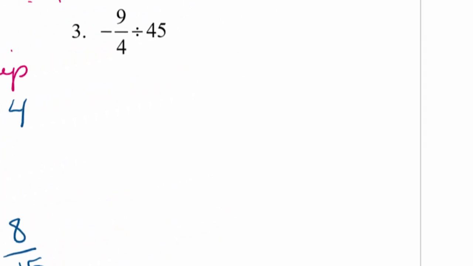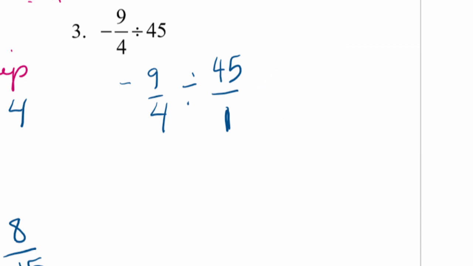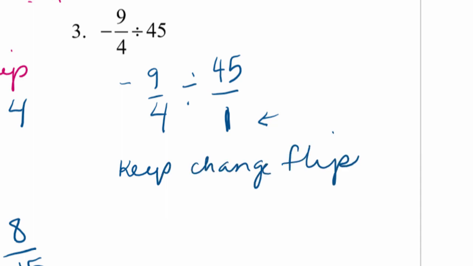In our final problem, we've got negative 9/4 divided by a whole number, 45. And what I'm going to do with that is I'm going to put a 1 under that to make it into a fraction. So when you have a whole number or an integer, a number that isn't written as a fraction, make it a fraction by putting this 1 in the denominator. Okay, now we're going to get ready to keep, change, and flip. And remember, this keep, change, flip, you only do that when you're dividing fractions. That's the only time. Okay, so change to a multiplication, and the reciprocal is 1 over 45.